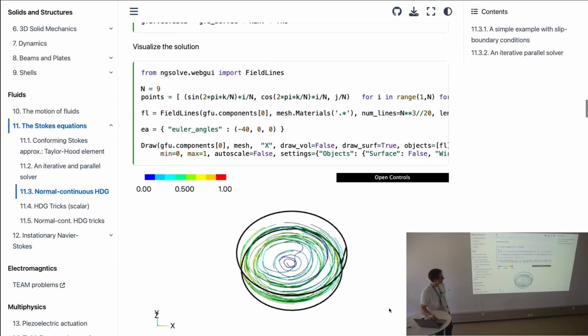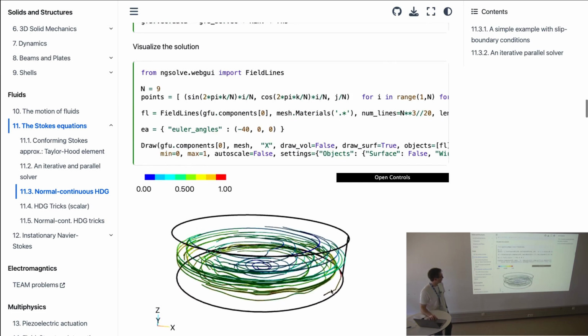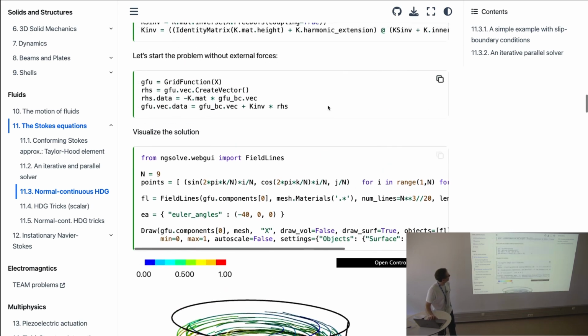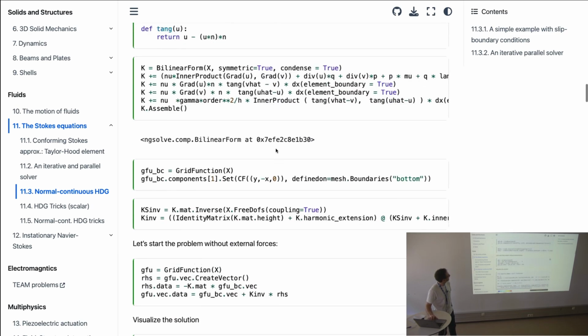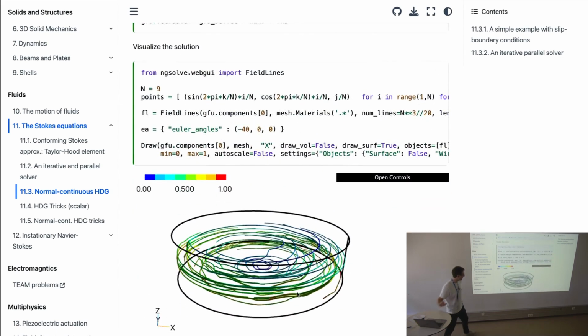Okay, and you see here a first step of the solution. What we have here is no right-hand side yet. So you see we have a 0 boundary condition at the top and a rotation at the bottom. So you see that we have this rotational flow field, and you see these field lines.